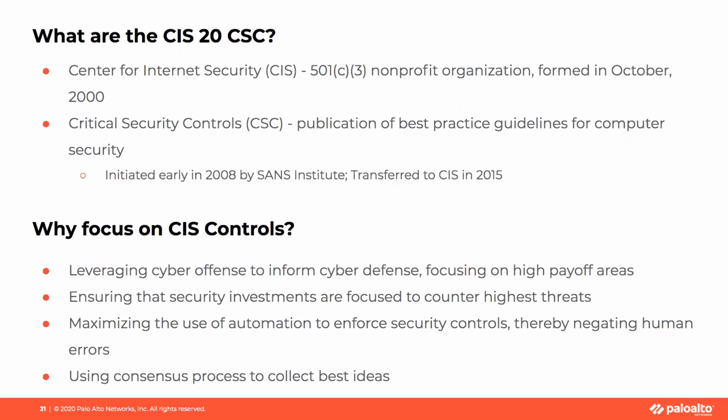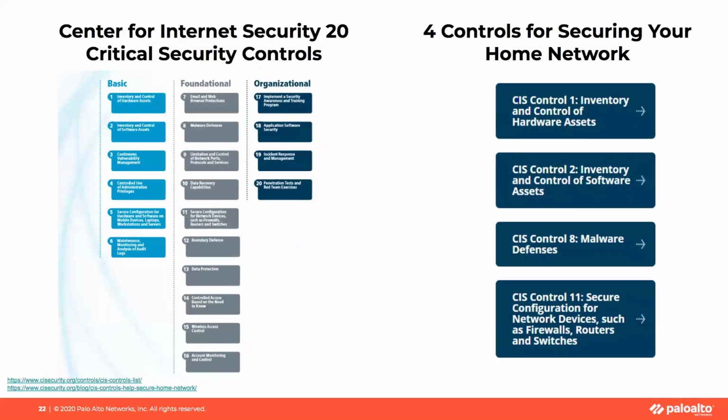Next slide, if you could, Dan. On the left side, you can see a list of the top 20 controls broken down into three different categories. One through six are tagged as the basic controls, seven through sixteen are foundational, and seventeen through twenty are organizational controls. I'll be doing a follow-up webinar down the road to go into more detail on all 20 controls and their subcontrols, so keep an eye out for that in the future.